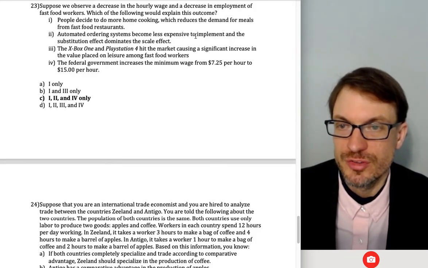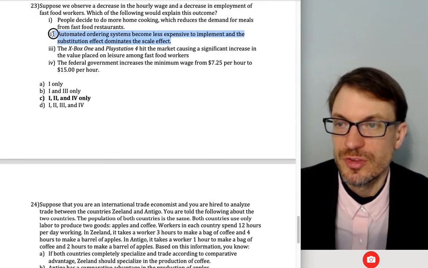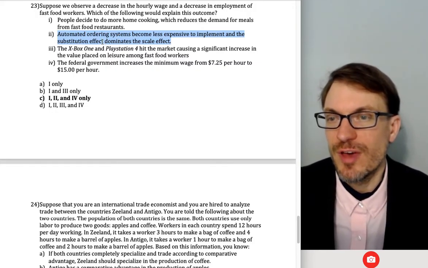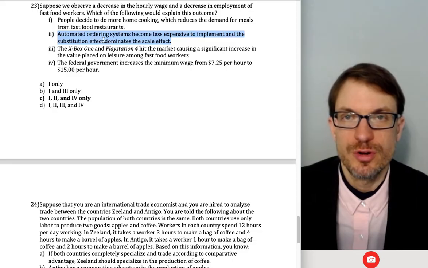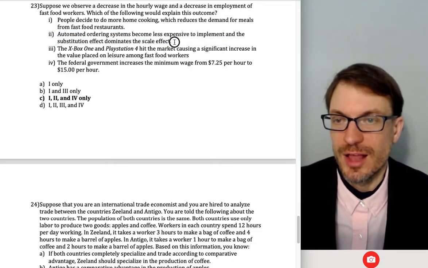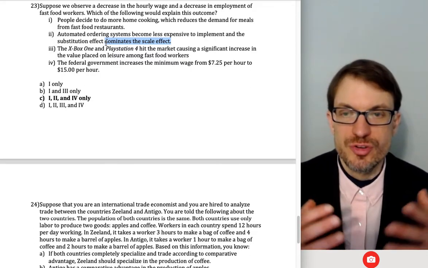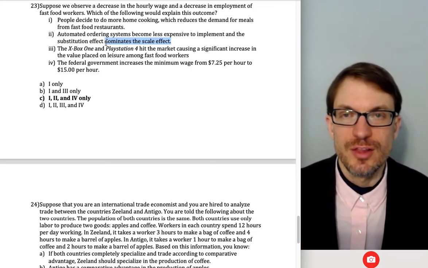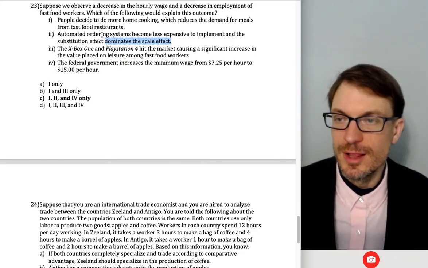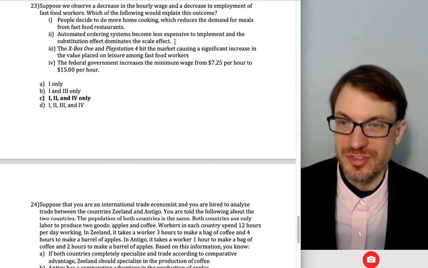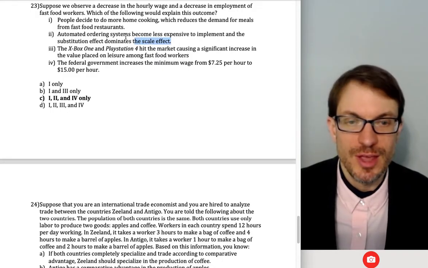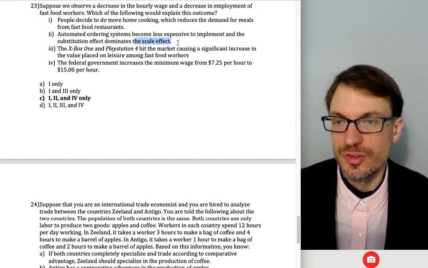Automated ordering systems are less expensive, and the substitution effect dominates the scale effect. So this is going to mean it's going to be easier to automate. The substitution effect is where technology replaces workers. The scale effect is where technology basically enhances the value of hiring more workers, so producing output on a larger scale. So it's basically, is technology a complement or a substitute for labor? So if we see the substitution effect being bigger than essentially the complements effect, this means that automation is going to replace workers. So this is a decrease overall in labor demand.